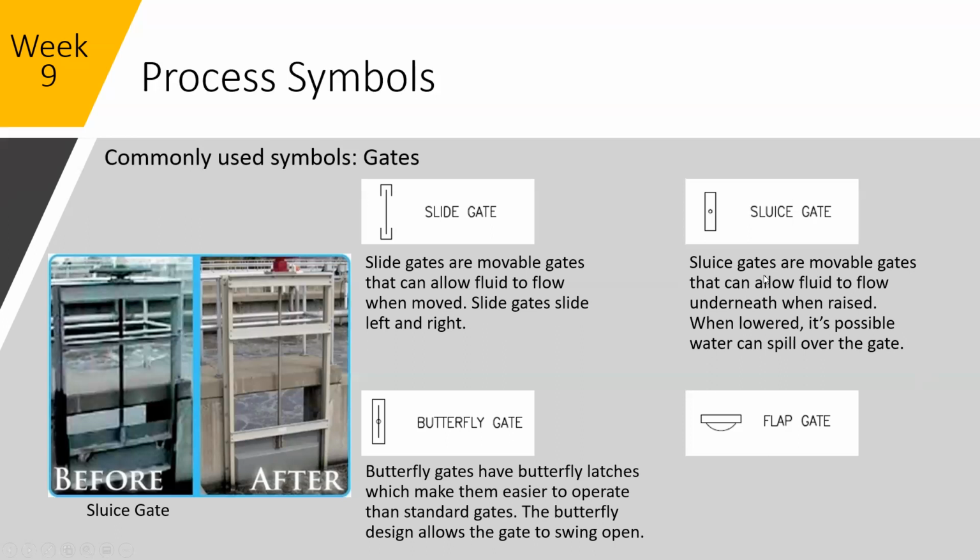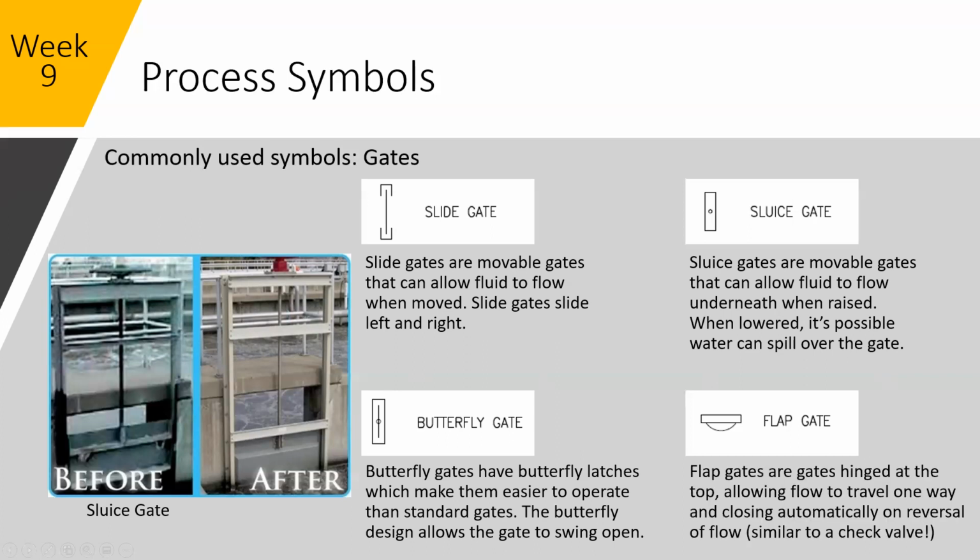Sluice gates are movable gates that allow fluid to flow underneath them when raised, and when lowered, like you can see here on the left, they would stop. But typically they're designed so that the top of the gate would be below some overflow level, to prevent overflowing some process that's still downstream or upstream of this gate.